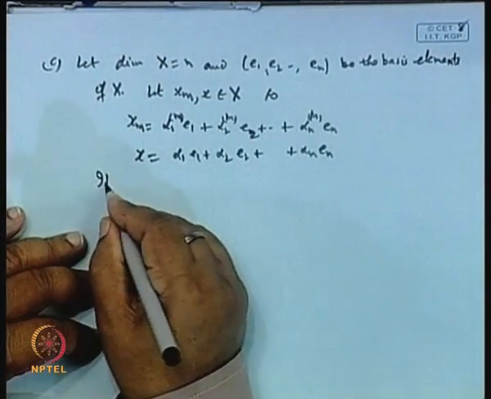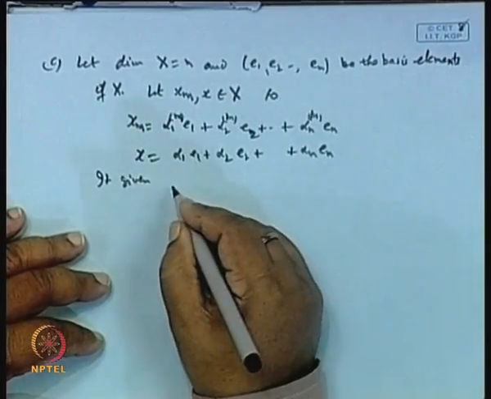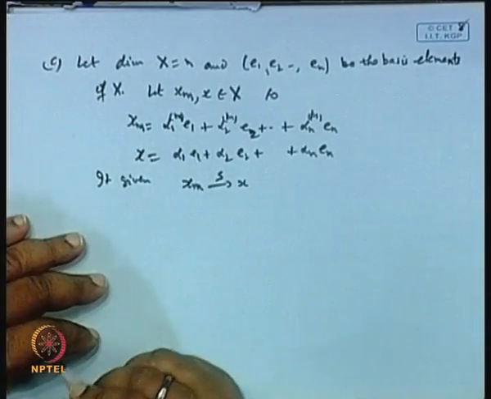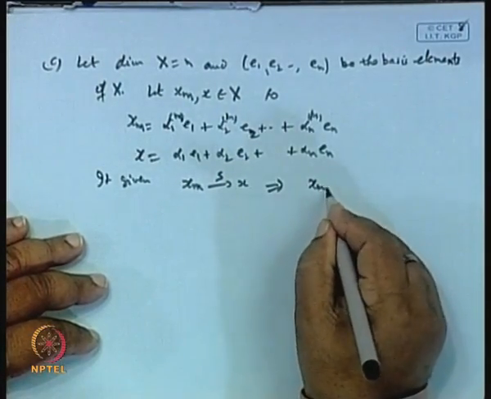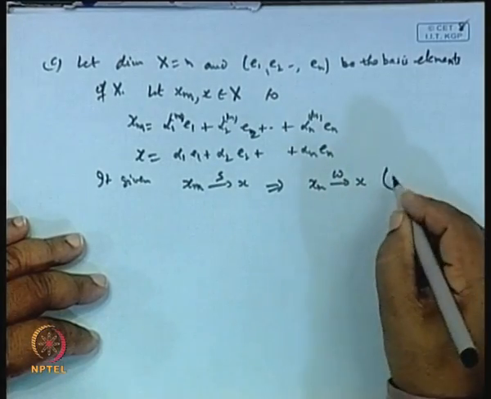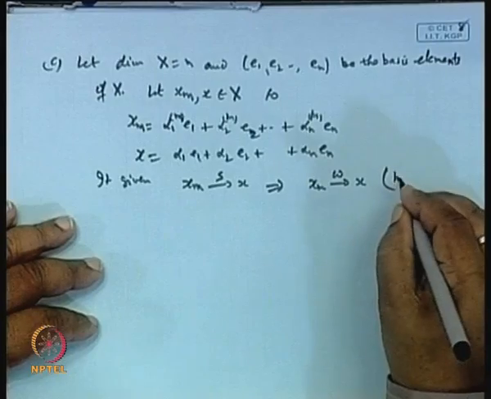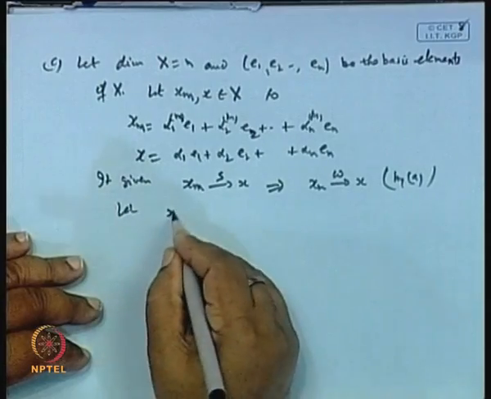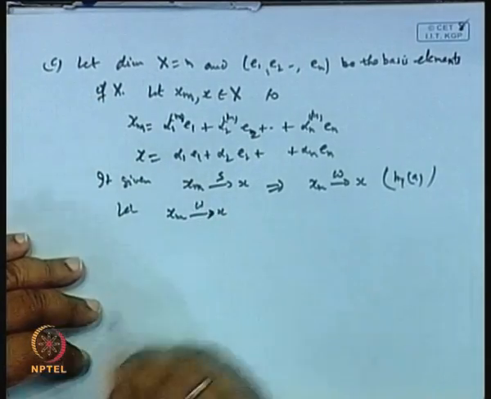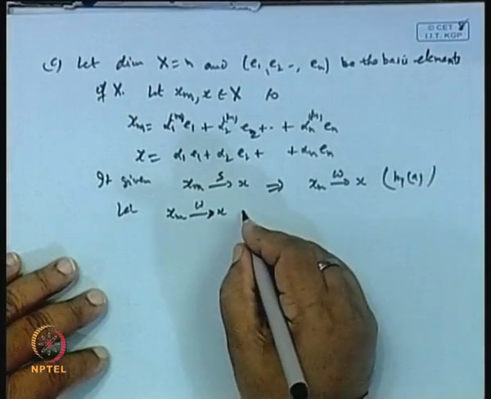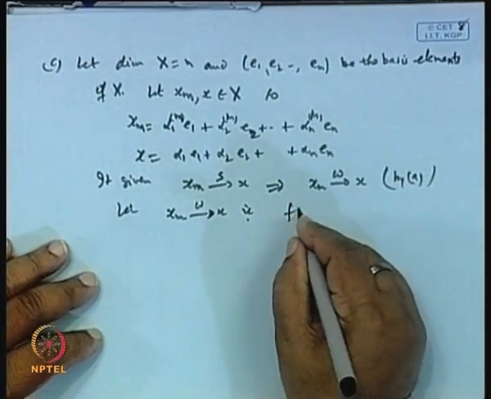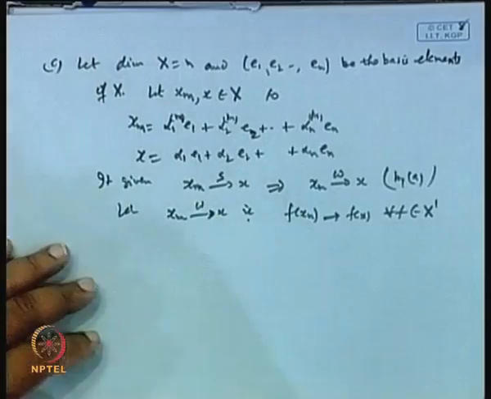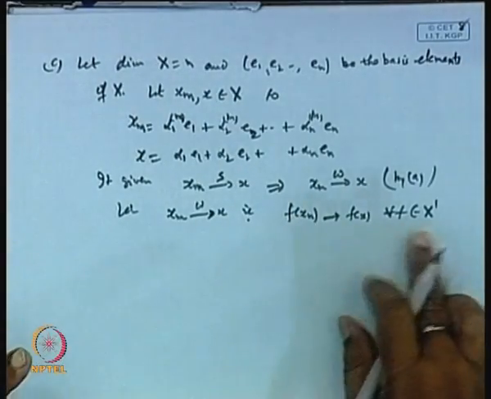Now, it is given that x_m converges to x strongly, then obviously x_m will converge to x weakly. It is by result A, every strong convergence implies weak convergence. So, now let x_m converge to x weakly. We want this to converge to this. So, that is given as f of x_m goes to f of x for every f belonging to the dual.